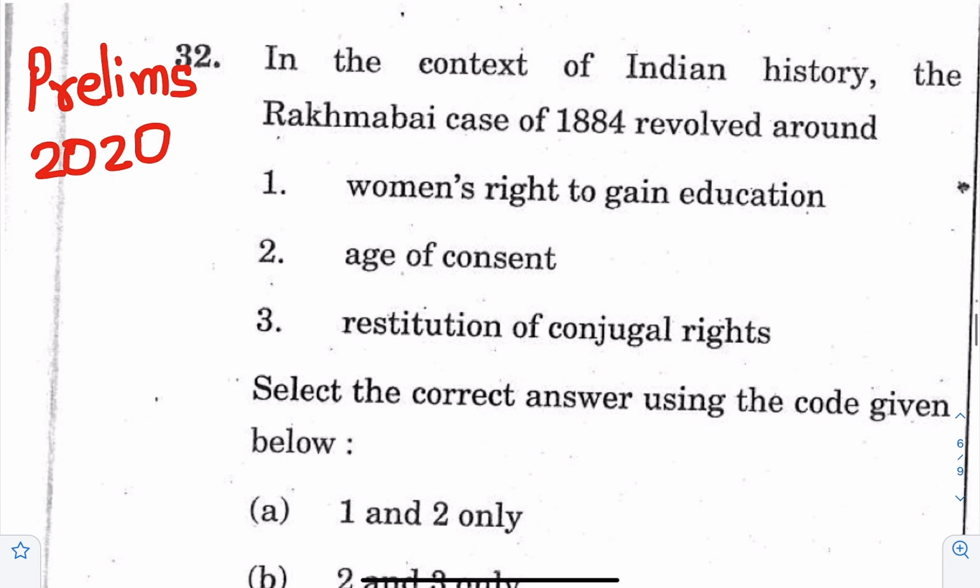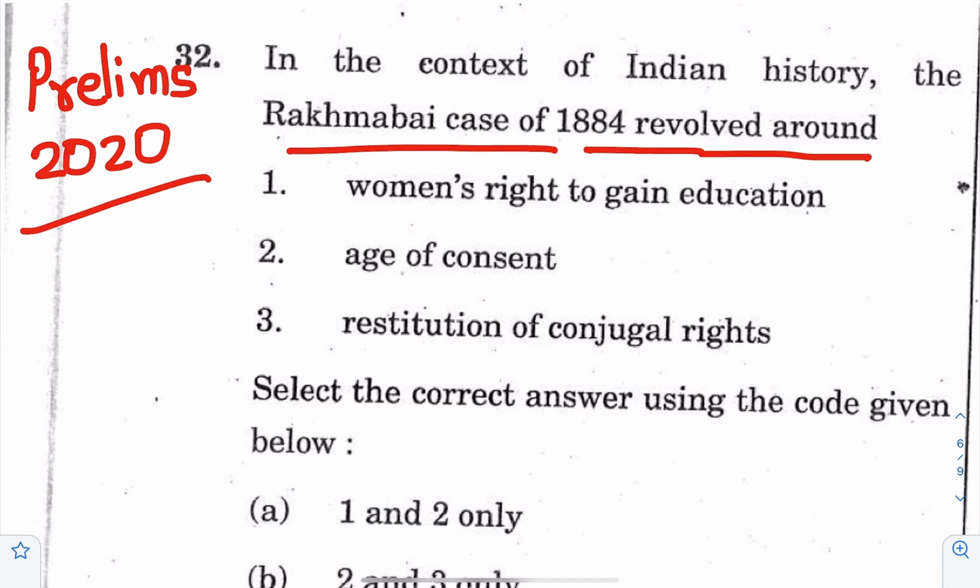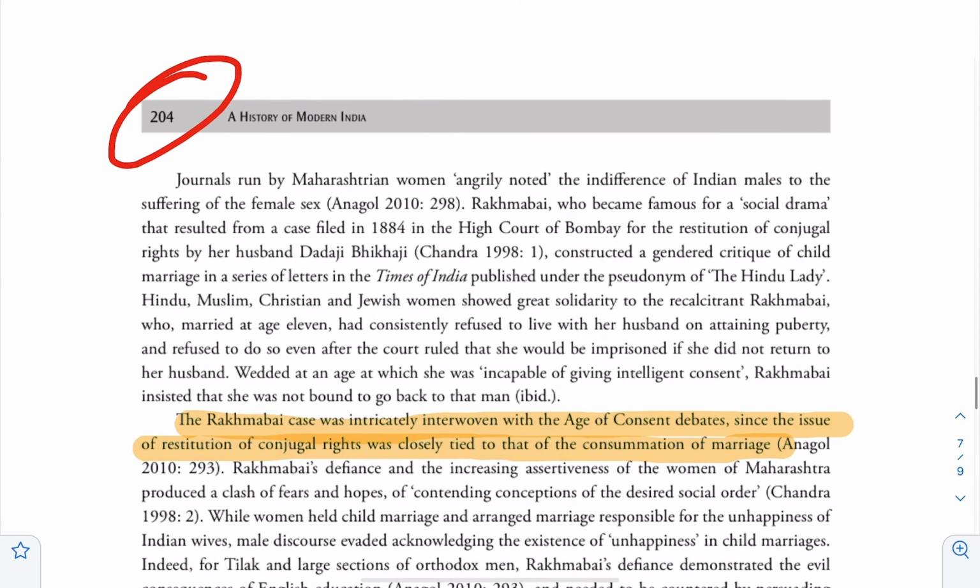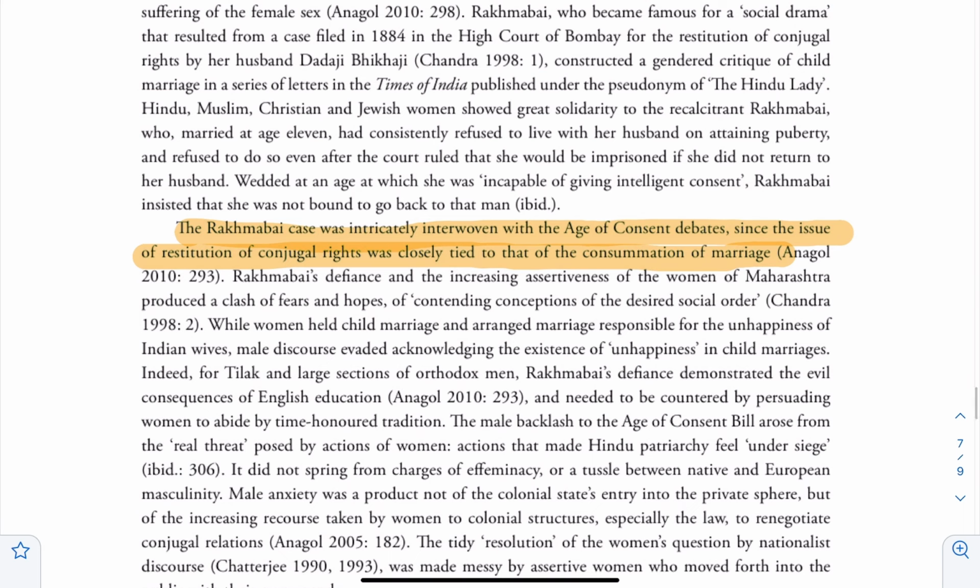Just to show you one more question, in 2020 there was this question, Rakhmabai case of 1884, revolved around women's right to gain education, age of consent, restitution of conjugal rights. In the same book, page number 204, you can download this book or maybe purchase this book. No need for it. You can download it also. Maybe you can borrow it from somebody, or you can ask for a copy of this book.